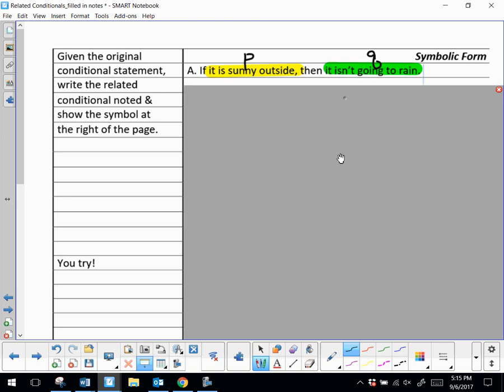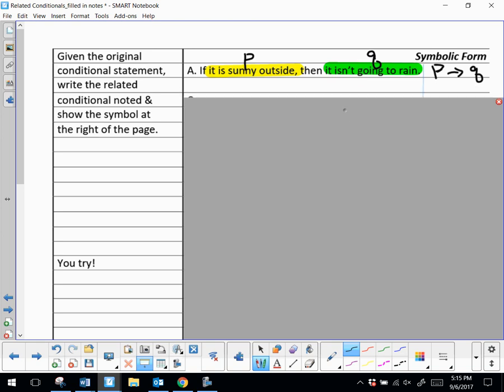I also want to show the symbolic form of the original conditional, which will always be P, arrow, Q, or P implies Q, or if P then Q. That is the symbolic form of any original conditional. It might even show up, if we're looking at multiple flavors of the conditional with all these different related conditionals, just as conditional, and that doesn't necessarily have to say original.